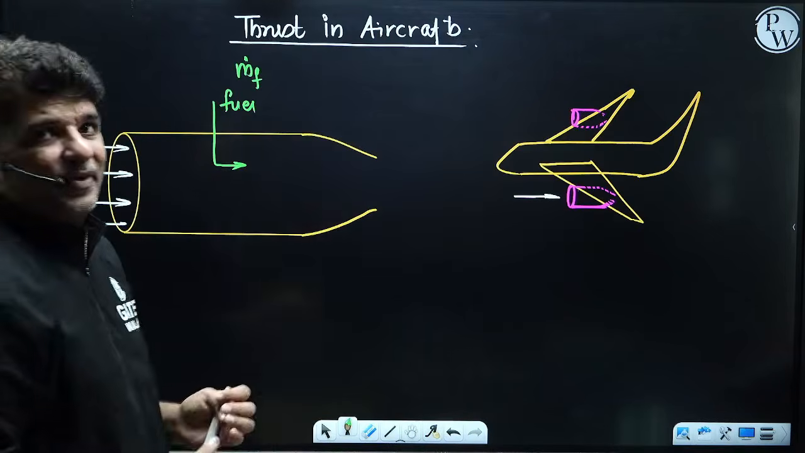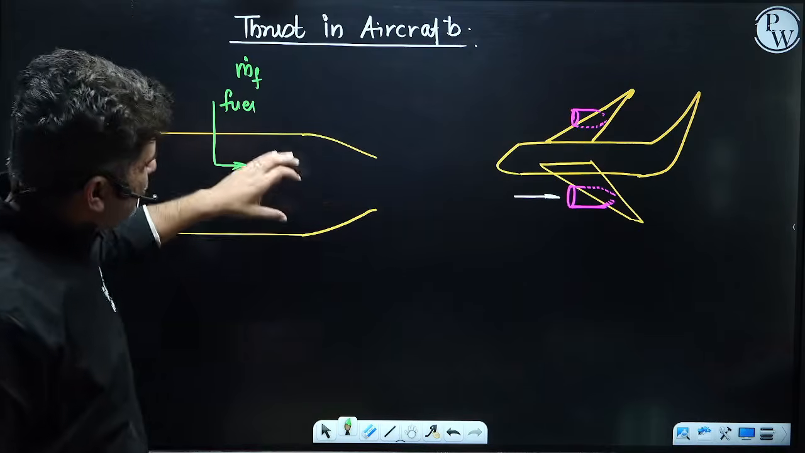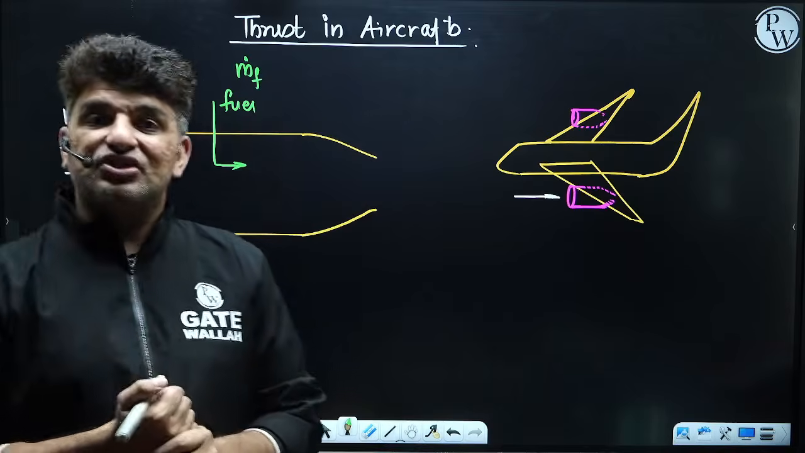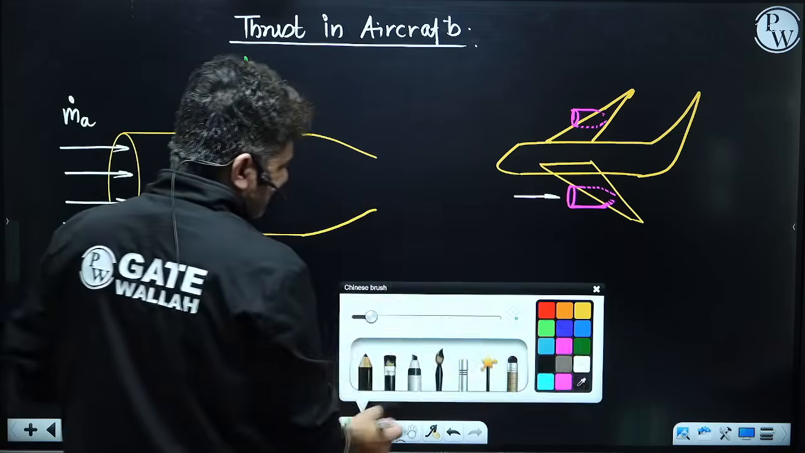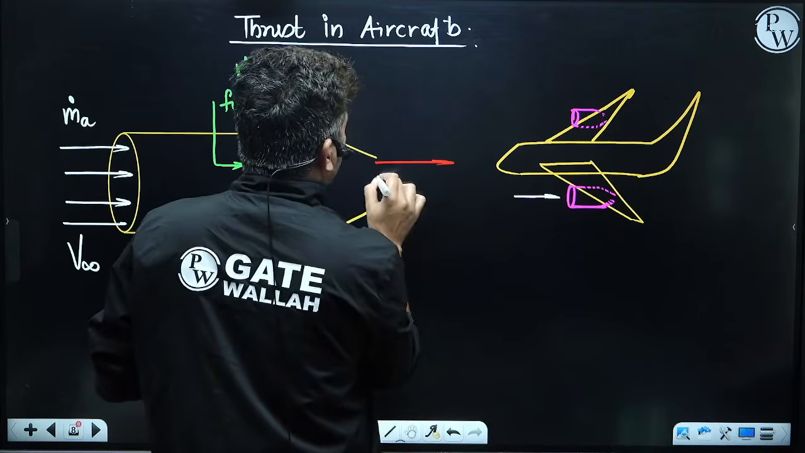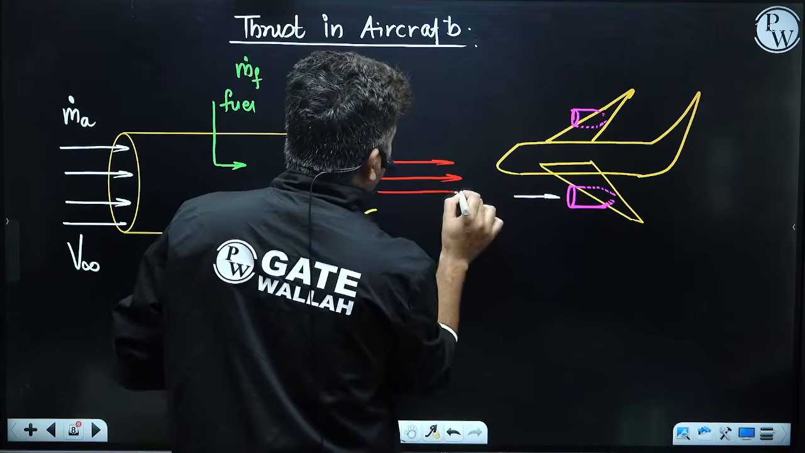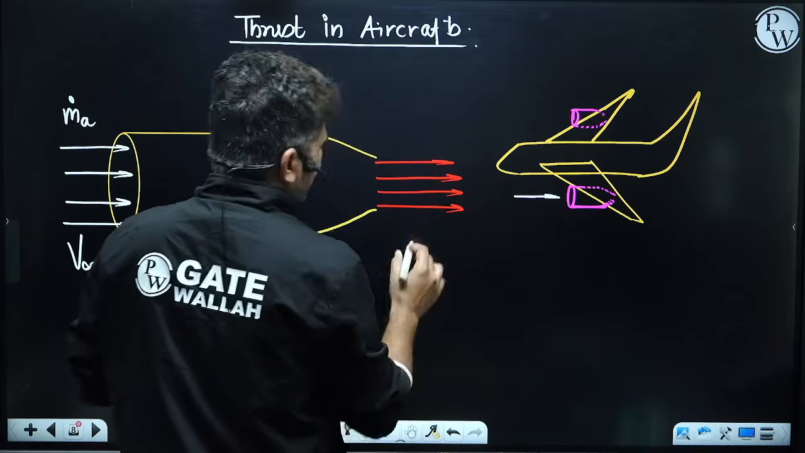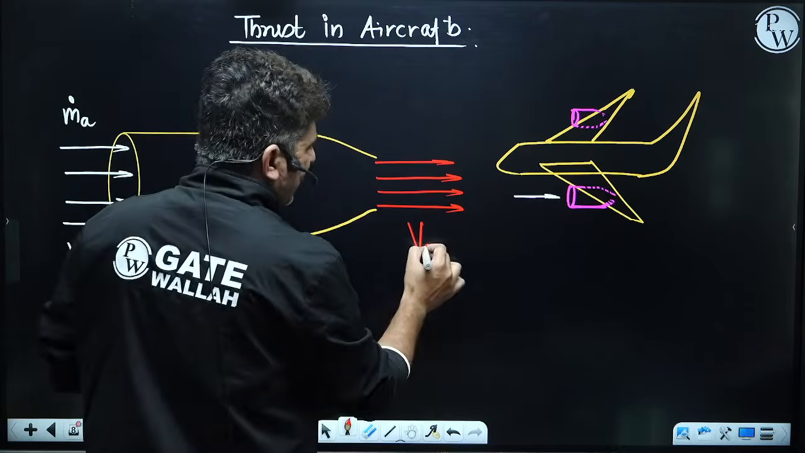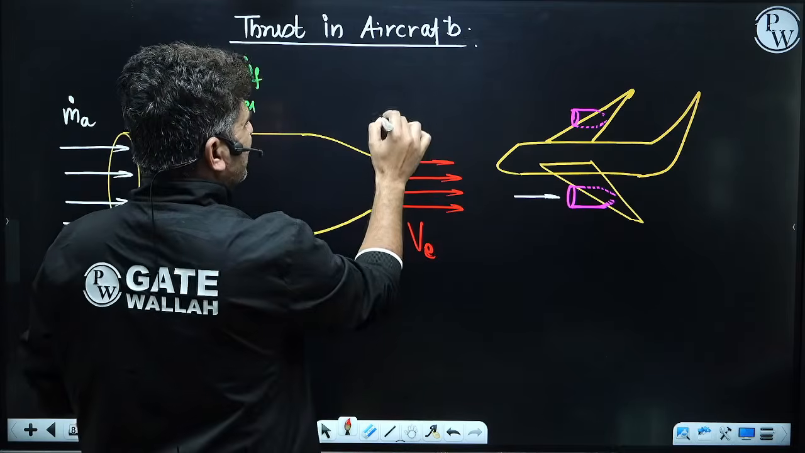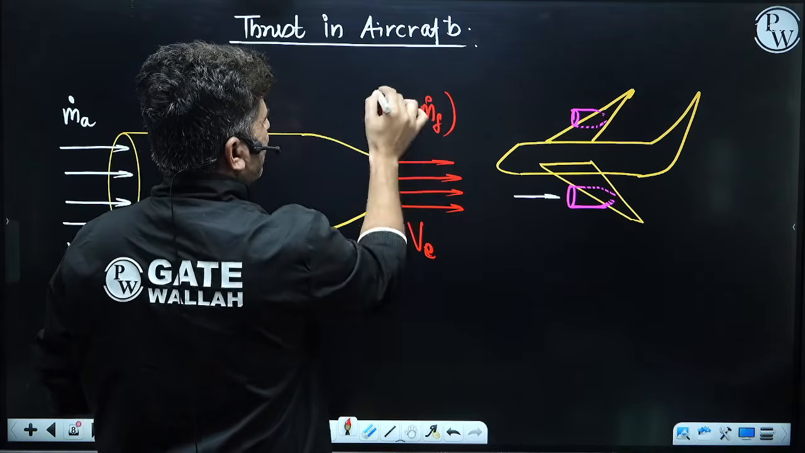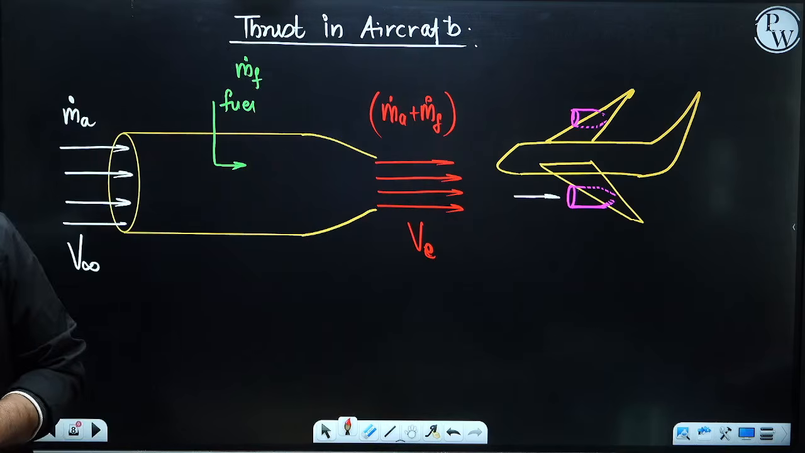Once the temperature and pressure of the air are increased, you have a nozzle over here. We have already seen in the first class, which is the nozzle, that these gases coming out are accelerated. So when they are moving out, they have a high velocity, let's say v exit. And the mass that is coming out is the mass flow rate of air plus the mass flow rate of fuel. Okay, so this is what happens.